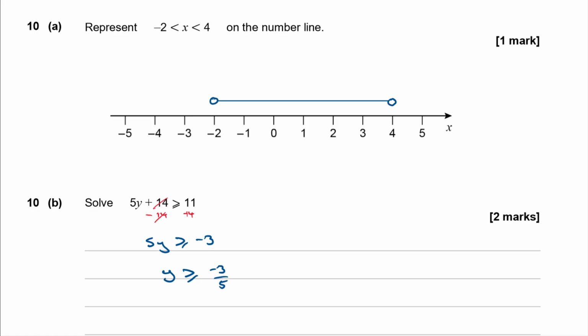Now there's no reason for you to convert that into a decimal. You're not a computer. Fractions are your friends. Just leave it like that. Move on. y is greater than or equal to minus 3/5.